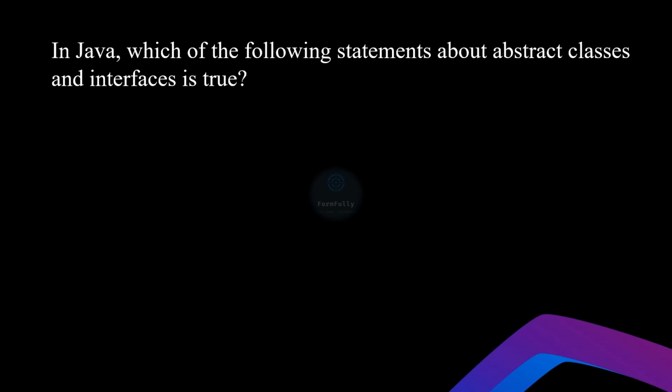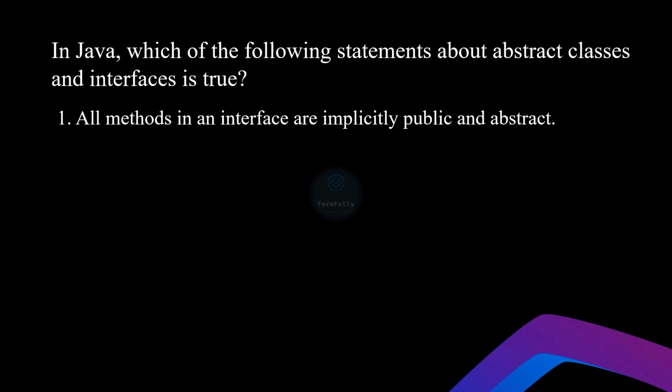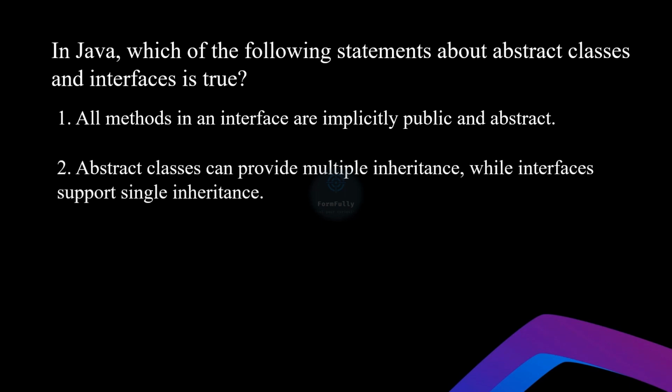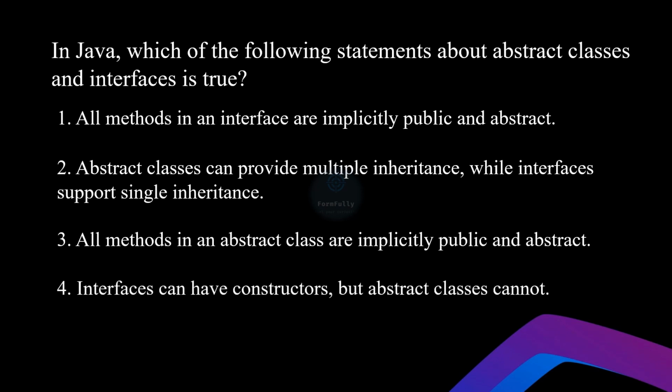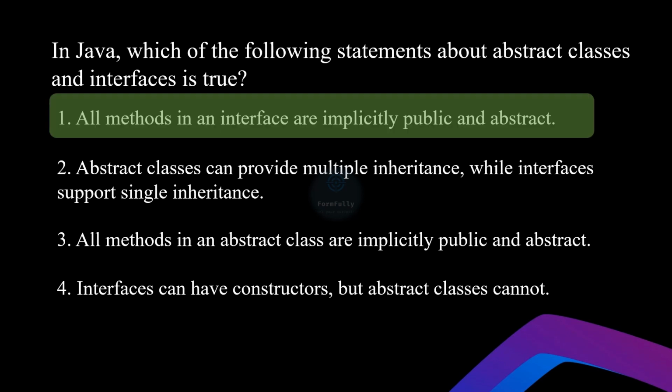In Java, which of the following statements about abstract classes and interfaces is true? Options are: all methods in an interface are implicitly public and abstract. Abstract classes can provide multiple inheritance while interface supports single inheritance. All methods in an abstract class are implicitly public and abstract. Interfaces can have constructors, but abstract classes cannot. Here, in Java, all methods in an interface are implicitly public and abstract.